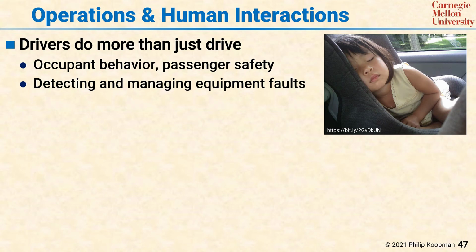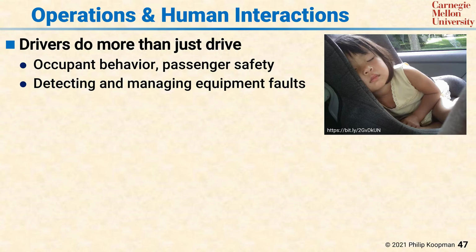One aspect of other safety that goes beyond just driving safety that an ADS will need to deal with in an autonomous vehicle is the safety of operations and human interactions. If you think about it, human drivers do more than just drive. They're responsible for ensuring safe occupant behavior, for passenger safety, for detecting and managing equipment faults, and so on.